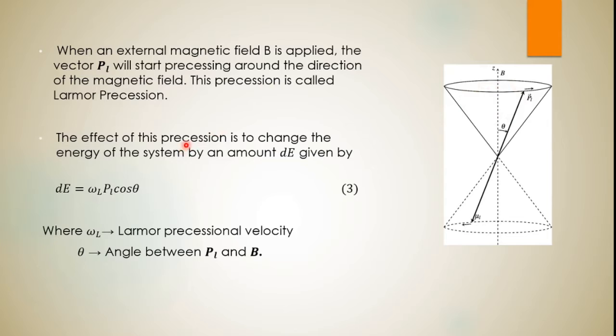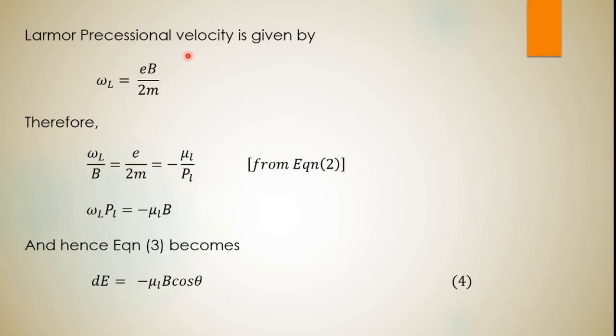The effect of this precession is to change the energy of the system by an amount dE given by omega L PL into cos theta, where omega L is the Larmor precessional velocity and theta is the angle between PL and B as shown in this figure. The Larmor precessional velocity is given by omega L equal to eB by 2m. Rearranging this, we have omega L PL equal to minus mu L into B. Therefore, the expression for change in energy becomes minus mu L into B into cos theta.